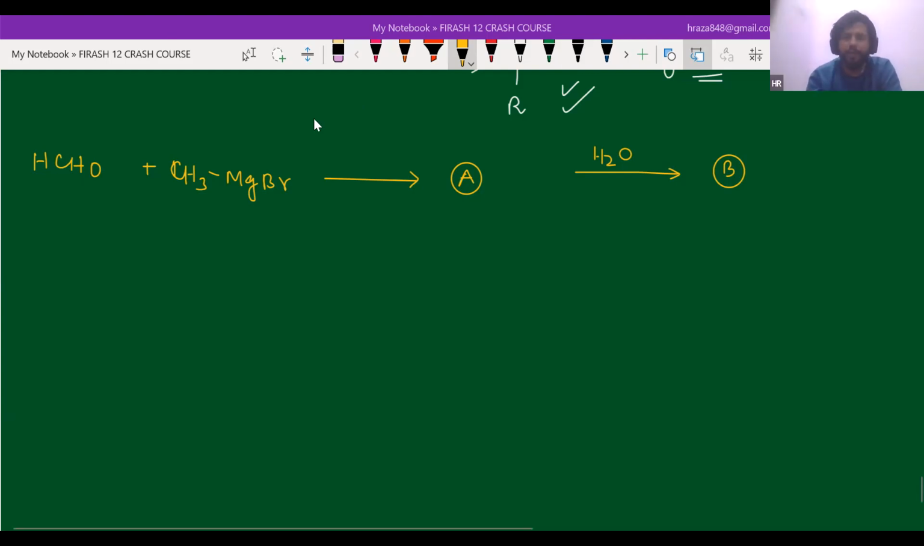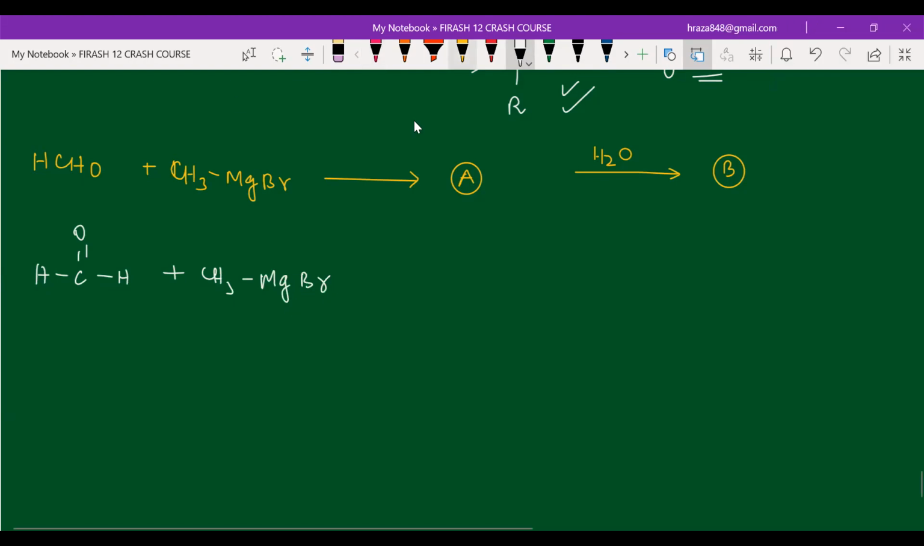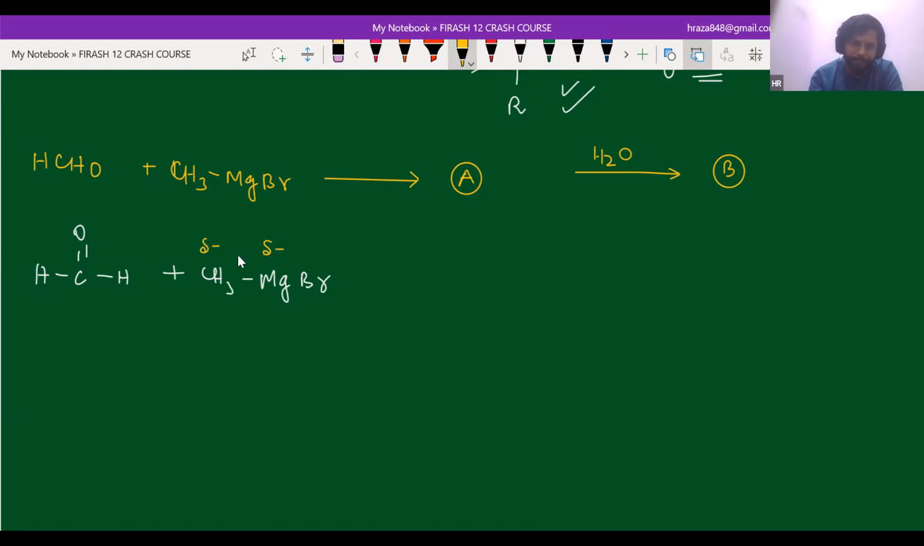See, HCHO is an aldehyde. So if you are going to do it for HCHO, it will be like this, and there is CH3MgBr. Now you know that this will have delta negative, and it will go like this. So this will have a deficiency of electron, so this will satisfy it. So what you will get: H, and I'm going to write CH, and then there will be CH3 that is attacking on that, and O negative Mg plus Br. This will be your adduct.